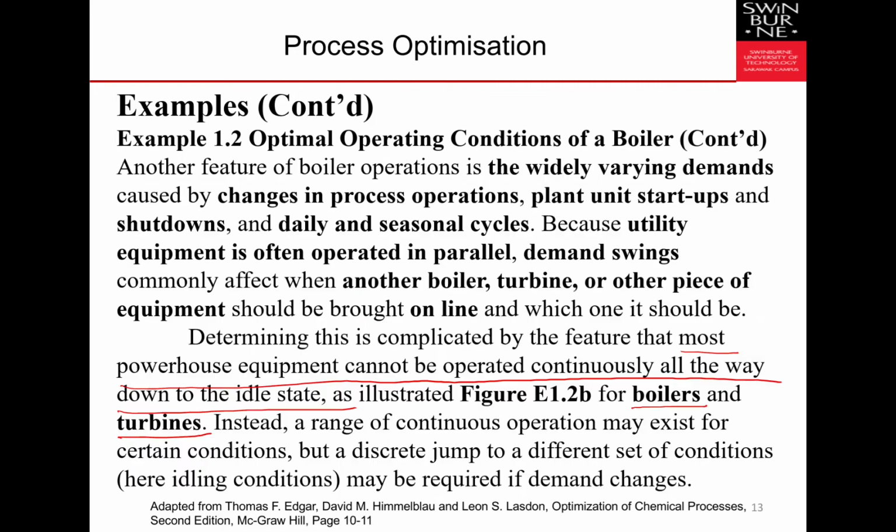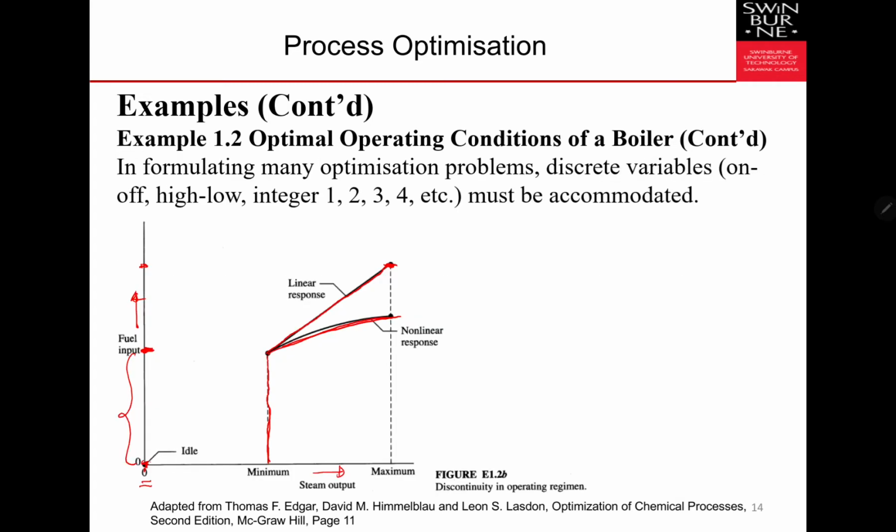Okay, so it implies that the powerhouse equipment cannot be operated continuously all the way, and that a discrete jump may exist in the real situations of your equipment.